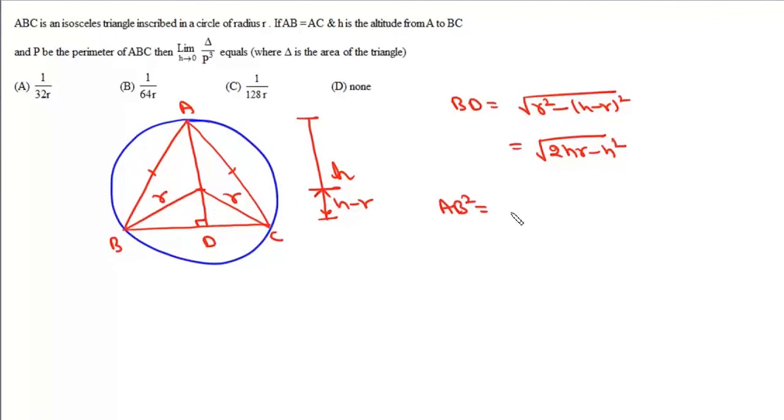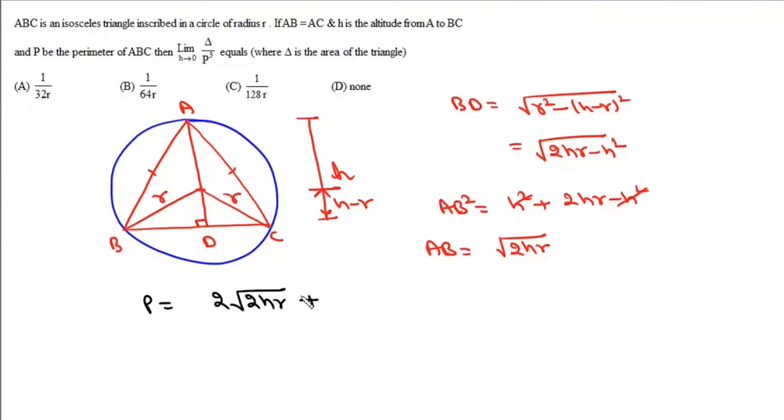Once we have BD, we can write AB using Pythagoras theorem. AB square will be AD square, which is h square, plus BD square, which is 2hr minus h square. So the length of AB will be under root of 2hr. Now we can write the perimeter of this triangle. Its perimeter will be 2 times AB, which is root 2hr, plus 2 times BD, which is 2 times under root of 2hr minus h square.